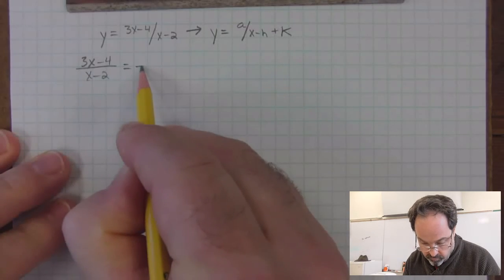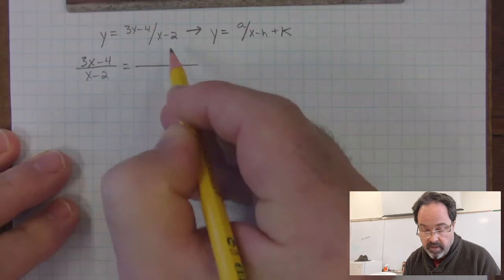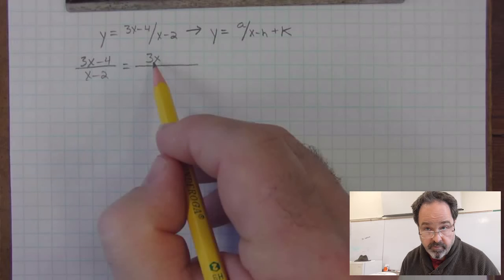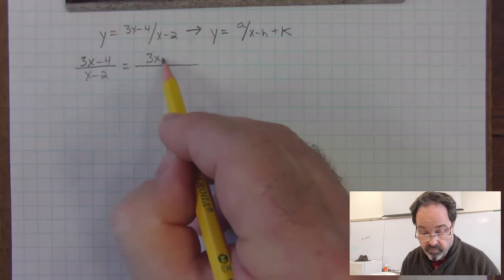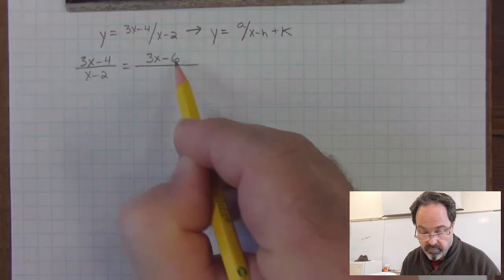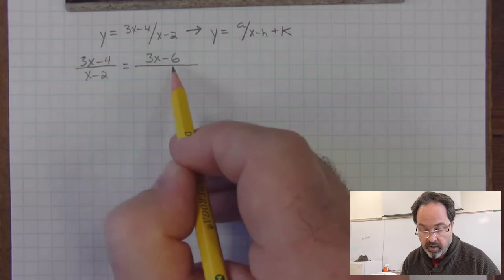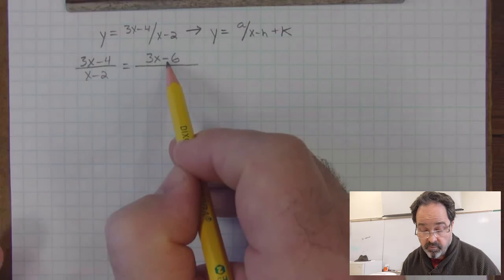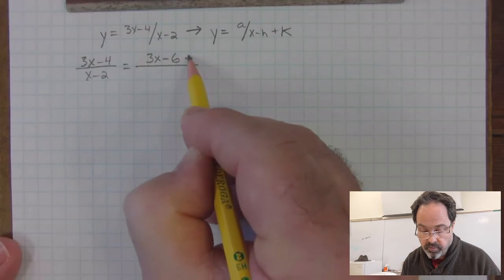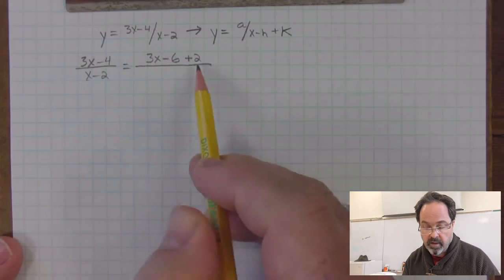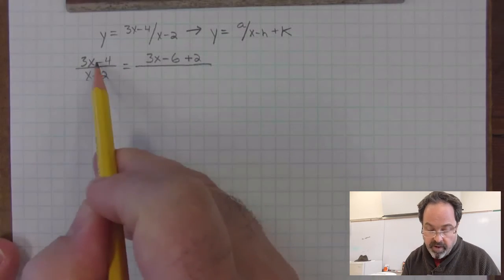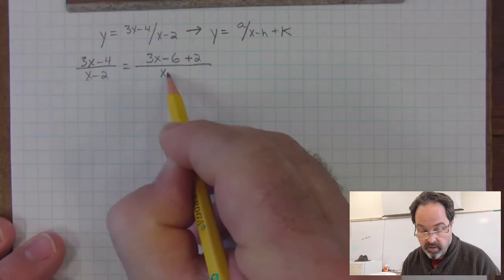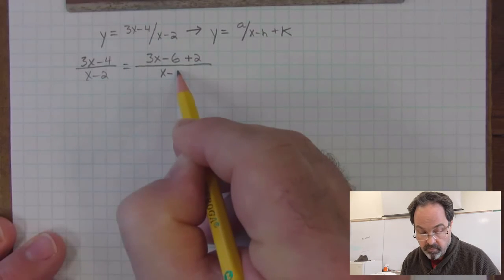So here's one guess at doing that. I have the 3x, and I know that I want to factor out the 3. I'm going to get a negative 2 if I have a negative 6 term. So how do I change the negative 4 into a negative 6 and preserve equality? I need to include an addition of 2 in the numerator. Now I can simplify this back to what I started. I'm preserving equality, and I still have x minus 2 in the denominator.